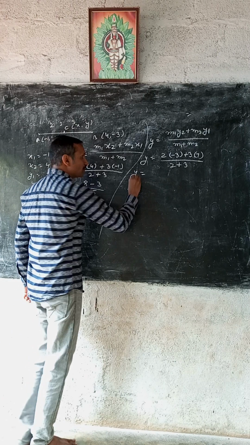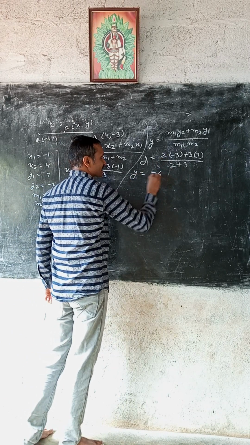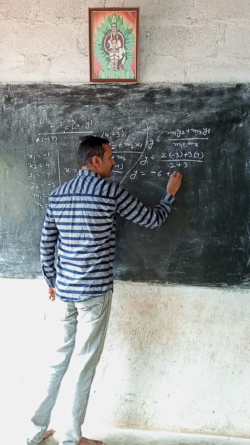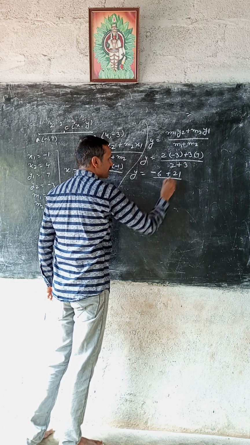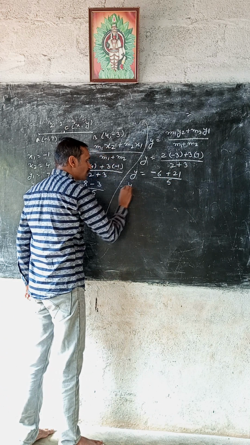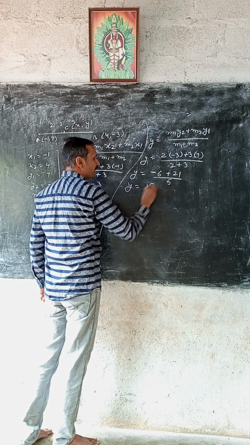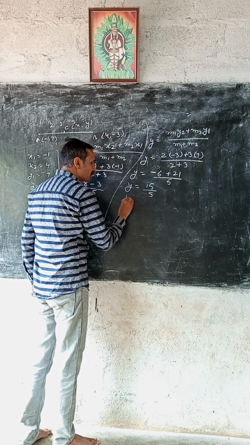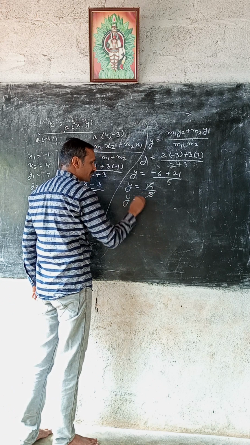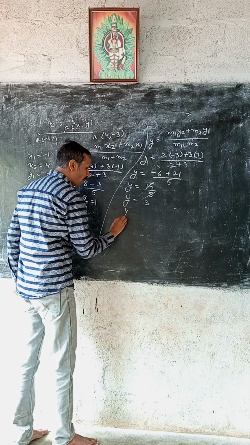So y is equal to what? 2 threes are 6, so -6, plus 3 sevens are 21, by 2 plus 3 is 5. Now y is equal to 21 minus 6, which is 15, by 5. 15 by 5: 5 threes are 15, so y is equal to 3. Then we got y is equal to 3.